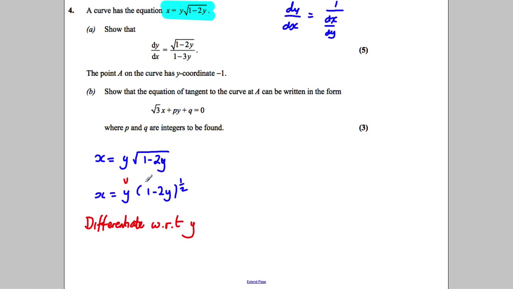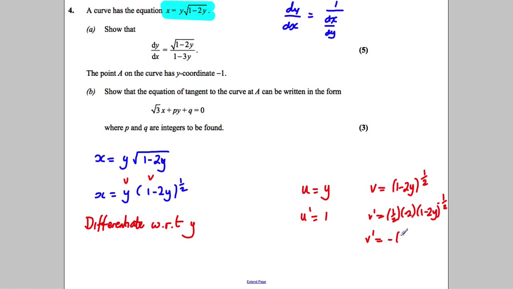So you've got a product here, that's your u, that's your v, state it. U is equal to y, so u dashed is equal to 1. Your v is equal to (1 subtract 2y) to the half. So your v dashed, bring down the half, differentiate the bracket, keep the bracket, but to 1 less power. So this would simplify to negative (1 subtract 2y) to the negative a half.